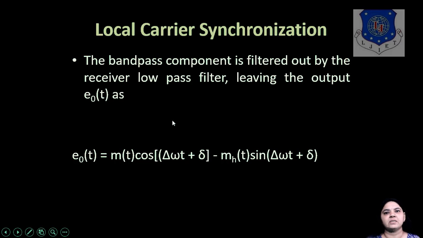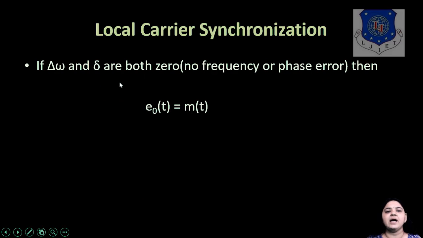A band pass filter can be used for filtering out that component and leaving the other component, the output e_0(t) equal to m(t) cos(delta omega t + delta) minus m_h(t) sin(delta omega t + delta). If there is no error, meaning no frequency error and no phase error, we can put delta omega and delta both as 0. So e_0(t) is equal to m(t).